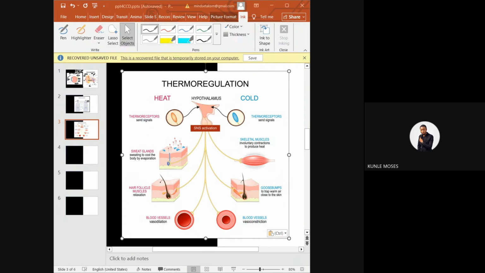Amensalism is when one is harmed and the other is unaffected. So if you see a question like that and they did not put commensalism, just pick amensalism, where one is harmed. No, sorry. Amensalism is when one is harmed and the other is unaffected.